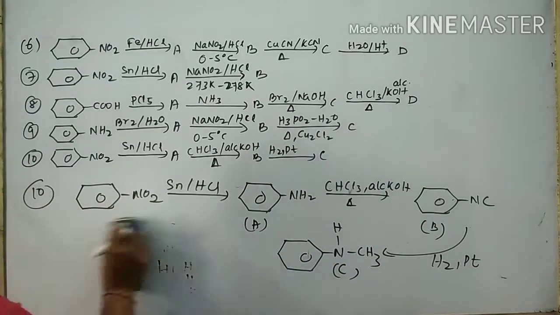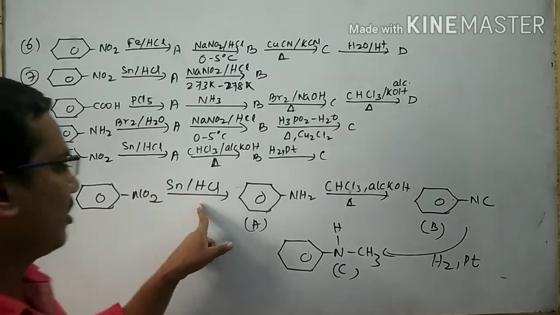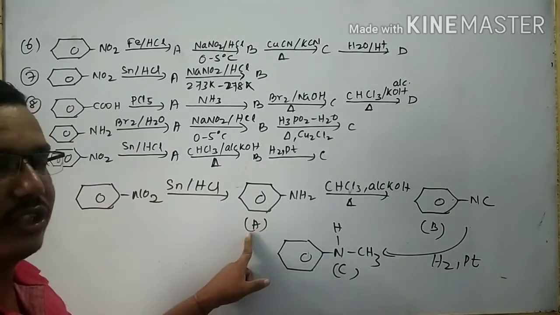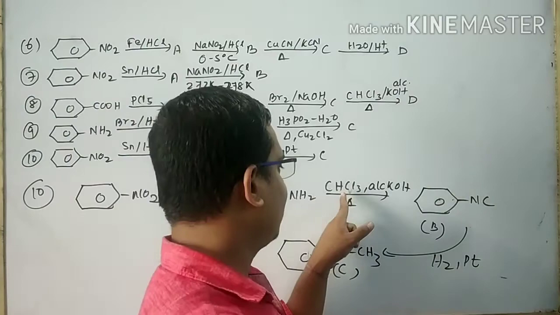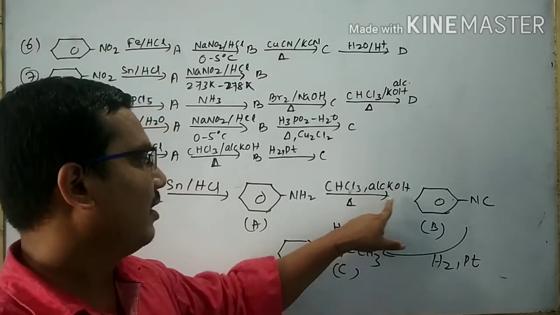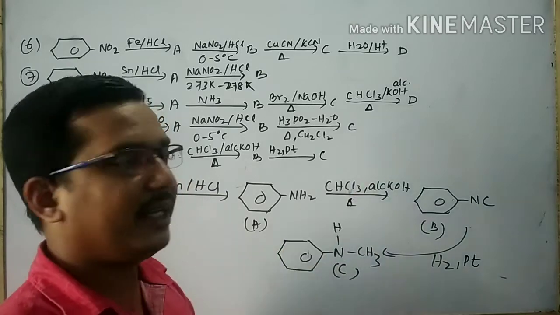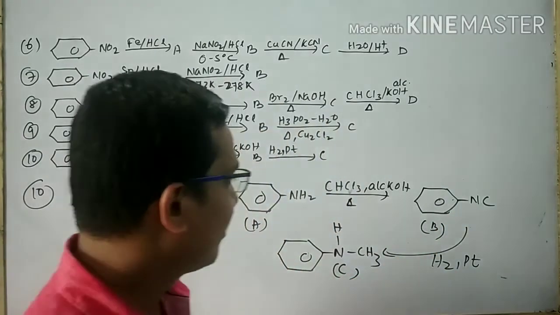Again I will repeat the answer. Nitrobenzene subjected to reduction gives aniline, which is considered as the product A, and aniline is subjected to reaction with CHCl3 in the presence of alcoholic KOH. Heat is also given. This is said to be carbylamine reaction. Then isocyanide product is formed.